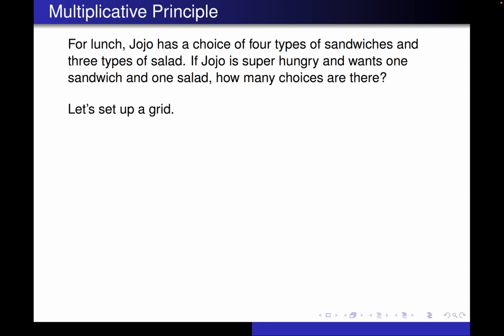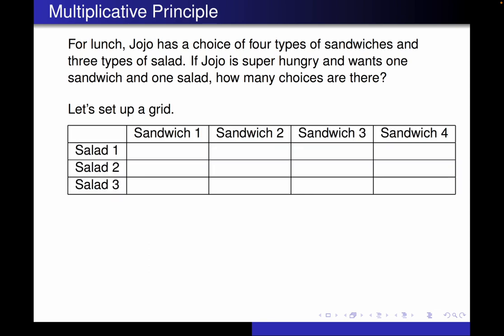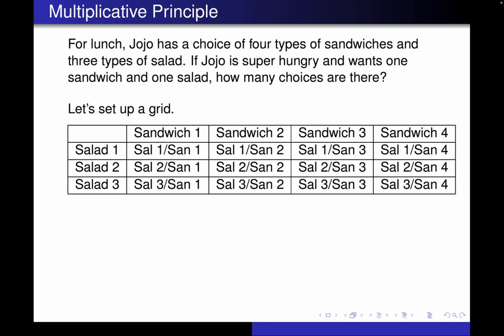So I'm going to set up a grid to show you how to organize these so that they're easier to count. Each row represents a salad. We have salad 1, salad 2, and salad 3. Each column represents a sandwich. We have sandwich 1 through sandwich 4. And then we pair each salad with each sandwich, and we get all those entries in between. Those are all the ways that we can pair a salad with a sandwich.